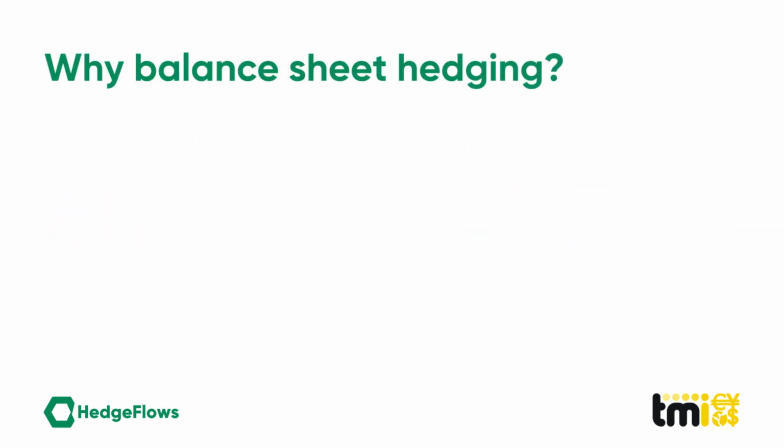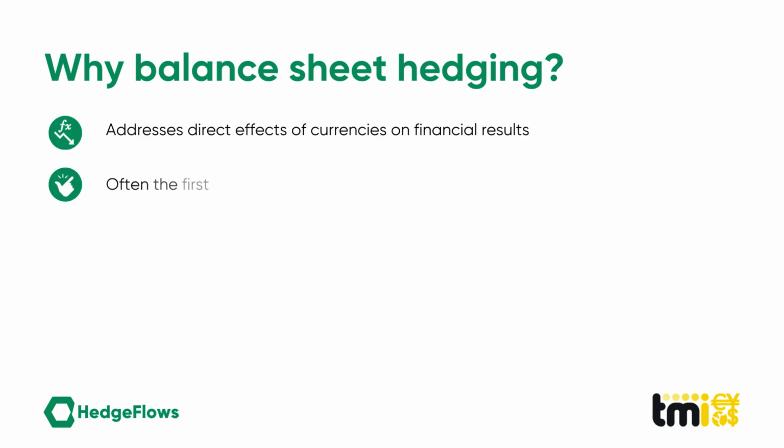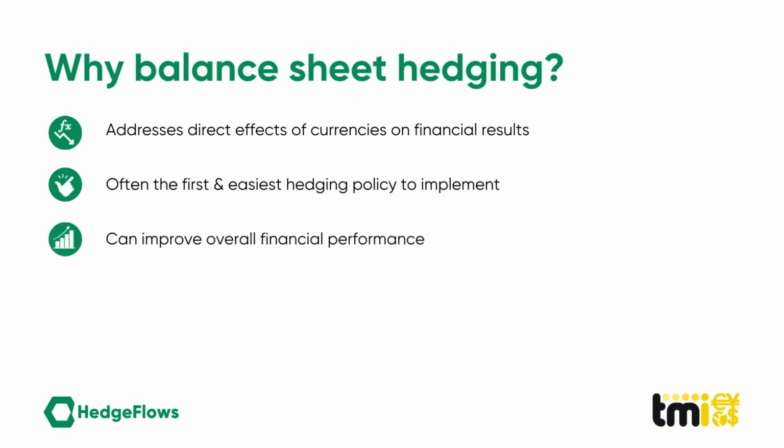Balance sheet hedging addresses one of the more visible aspects of how foreign currencies can impact your business and is often the easiest to implement. It aims to remove or reduce the noise of the FX gains and losses that often appear in the financial statements of companies that do business in multiple currencies. A well-designed hedging strategy can be a cost-effective way to improve your business's financial performance. It can also improve transparency on the profitability of specific commercial transactions that would otherwise be clouded by currency fluctuations.